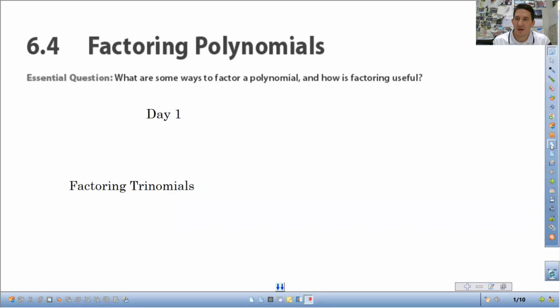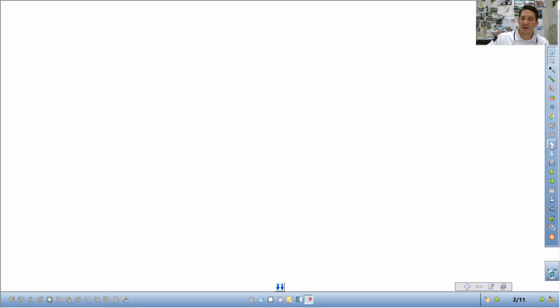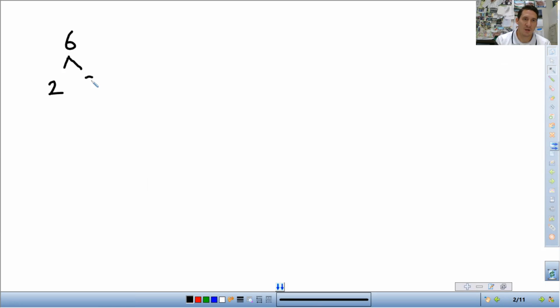So let me give a quick explanation of what it means to factor something with a number. If we have a simple number, let's say 6, and we were to factor 6, we want to figure out what two numbers multiply to get 6. We're just going to do two parts. Two numbers that multiply to get 6 would be 2 and 3. So the factors of 6 are 2 and 3.